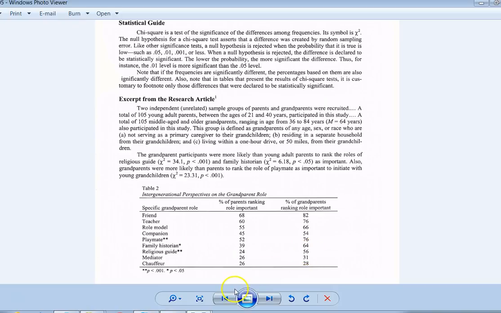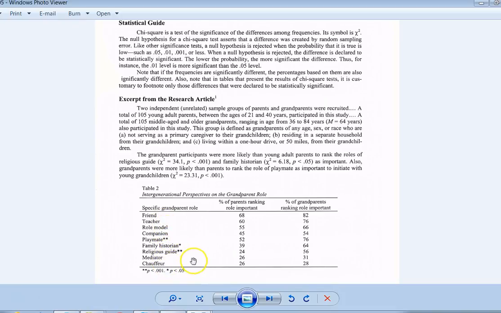The smallest percentage of grandparents regarded which role as important? Well, grandparents over here, 28. So chauffeur. Based on the information, how many null hypotheses should be rejected? Well, any of those that were not significant. That means that you reject the null.